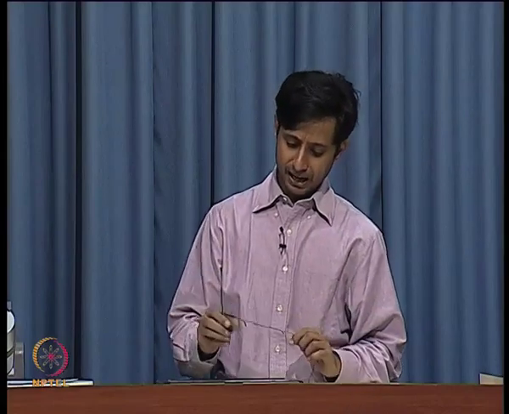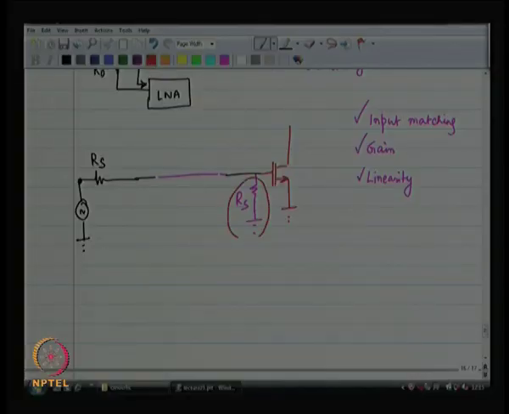So, I want to compute the noise figure of this particular low noise amplifier. Do not think about the MOSFET etc., those are only going to add to the noise figure further. Just the fact that I have got RS over here means that my noise factor is how much. Whatever noise is coming from the antenna, this particular RS is contributing an equal amount of noise. So, my noise factor should be at least 2.